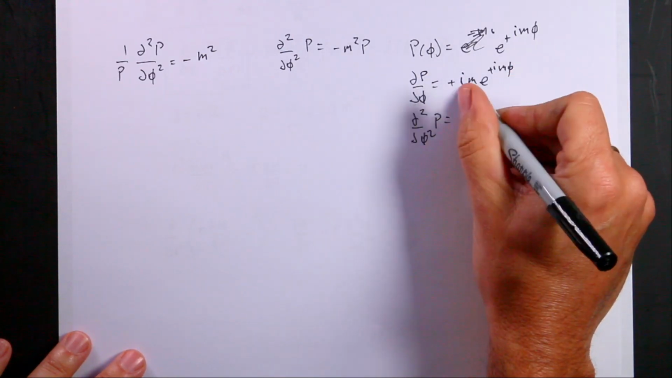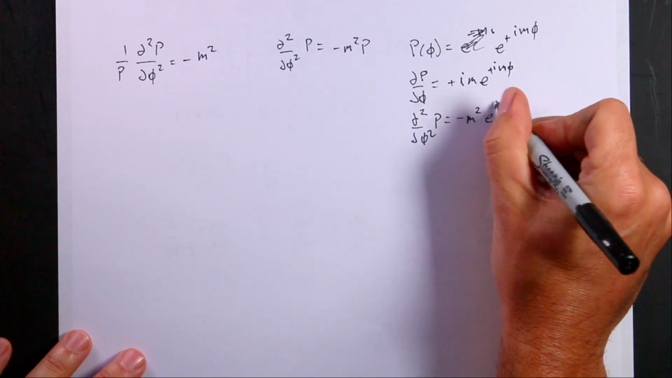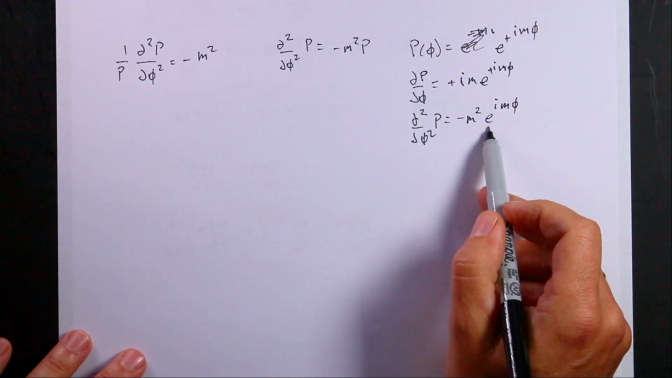So then I get i times i is negative, and then I have m times m is m squared, and I get e to the i m phi, and then that is my p. So it does work.